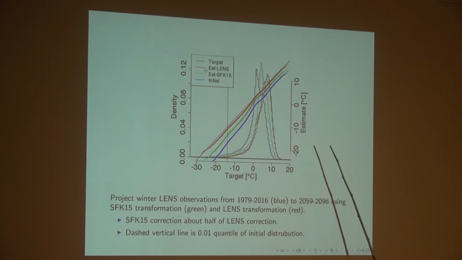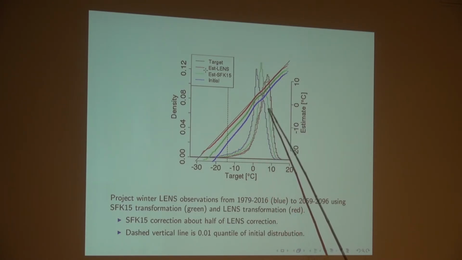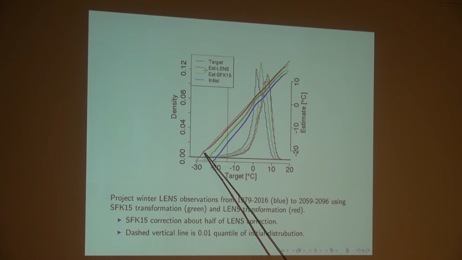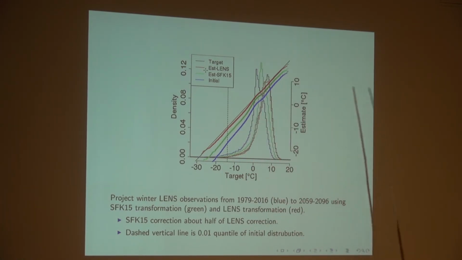So the green, though, is what we're actually doing. We're applying the Shriver transformation to lens. And you can see that it undercorrects, especially at the coldest temperatures, right? This gap between black and green is biggest at these very cold temperatures. It's noticeable but small at the warmer temperatures too.